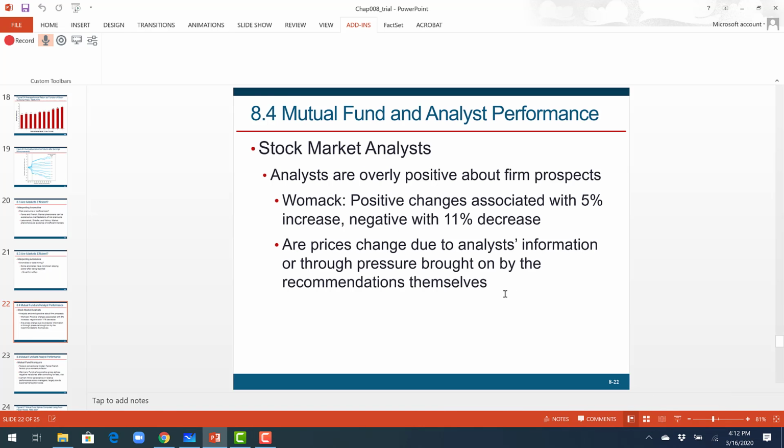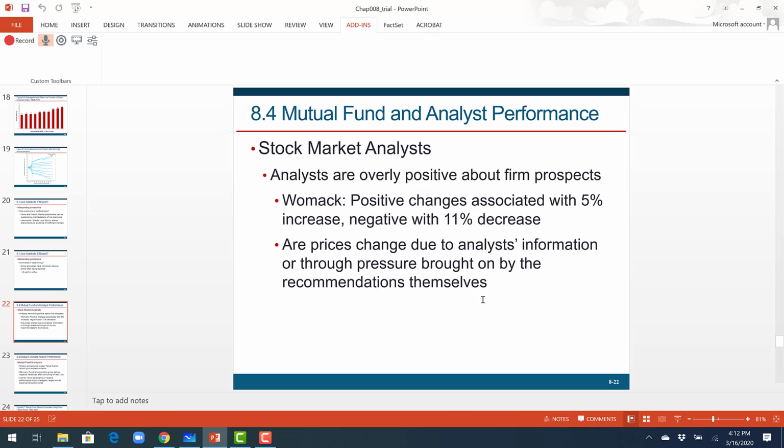Okay, and then one last part here is looking at the performance of mutual fund managers and financial analysts. Okay, so the idea here is that these are experts, right? Fund managers, financial analysts, they are experts. They have the expertise to analyze securities, make investment decisions. They are trained to do this.